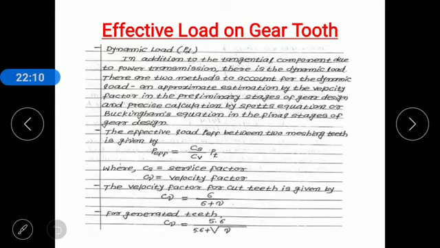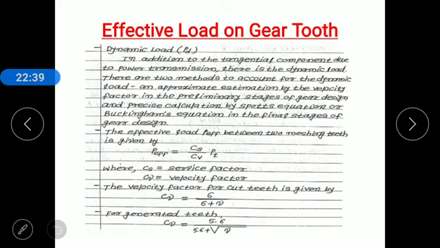Next is the dynamic load. In addition to the tangential component due to power transmission, there is a dynamic load, and there are two methods to account for it. First one, an approximate estimation by the velocity factor in the preliminary stages of gear design, and second one, precise calculation by Spott's equation or Buckingham equation in the final stages of gear design.